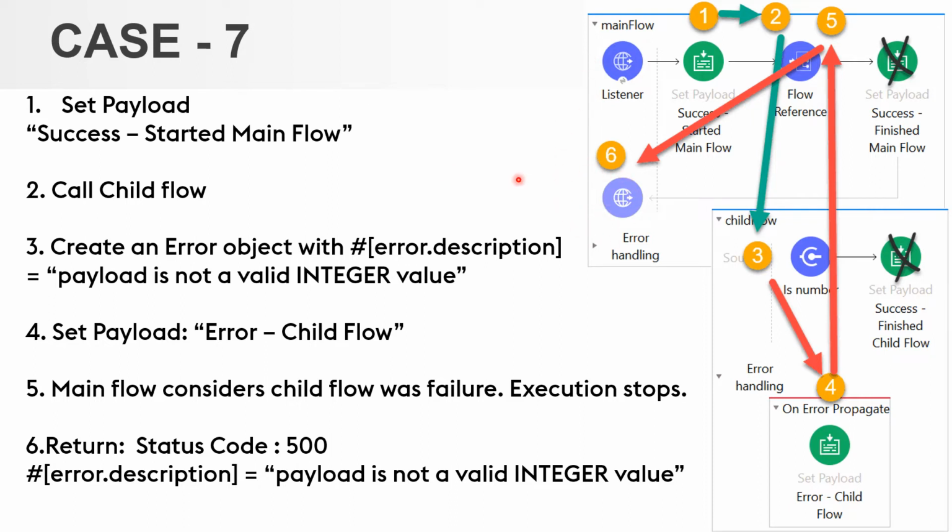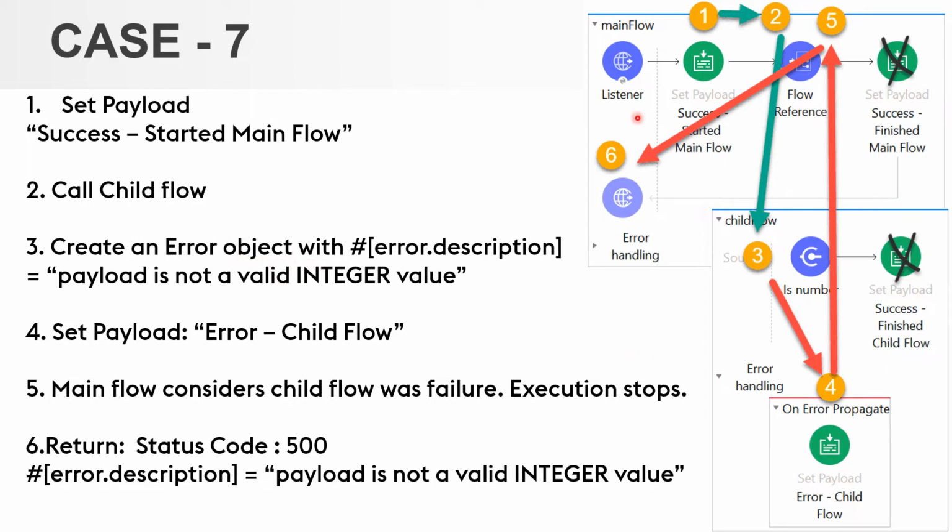Here is number is creating your error object with error description: payload is not a valid integer value. Then it will go to the error handling for child flow. Here you are seeing on error propagate. On error propagate means read in, read out. Here, though you are setting payload to error child flow, no one is going to receive this value.